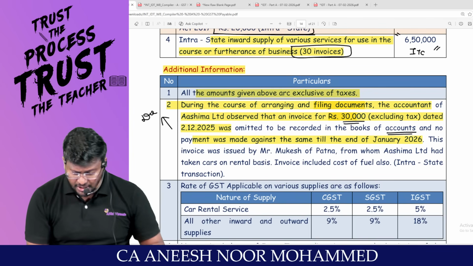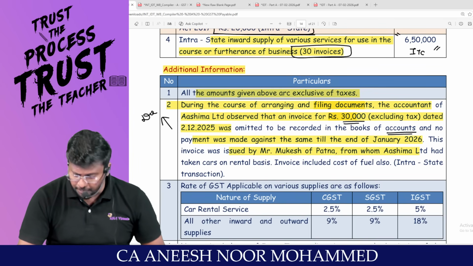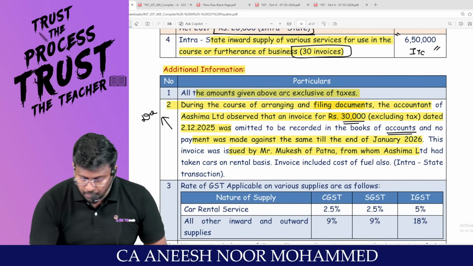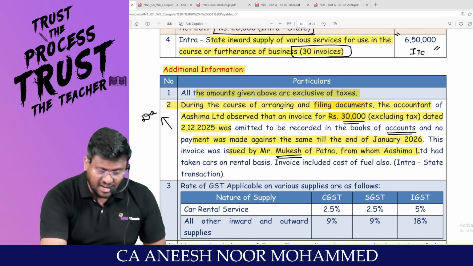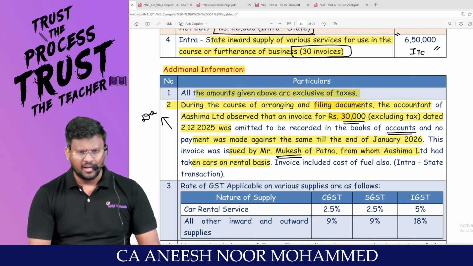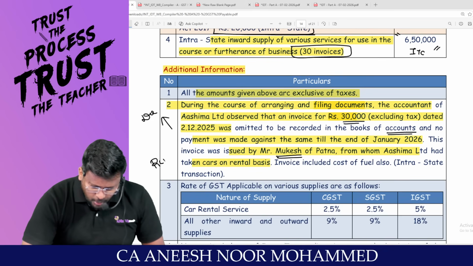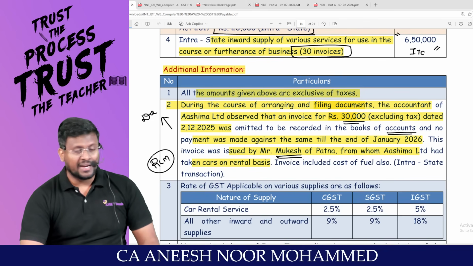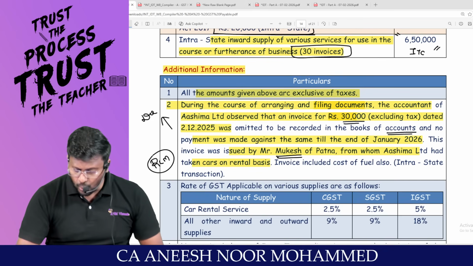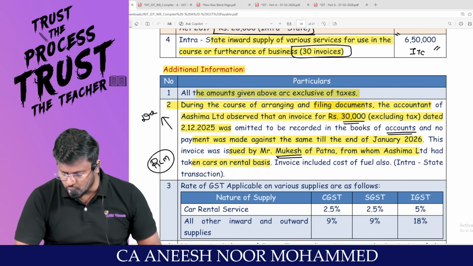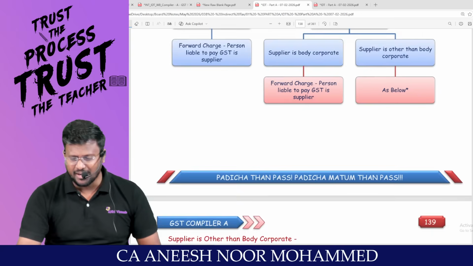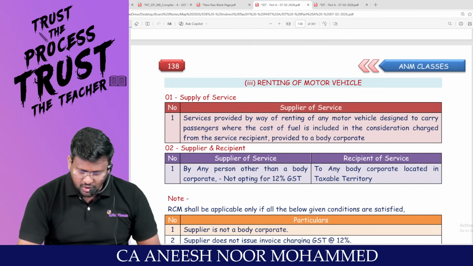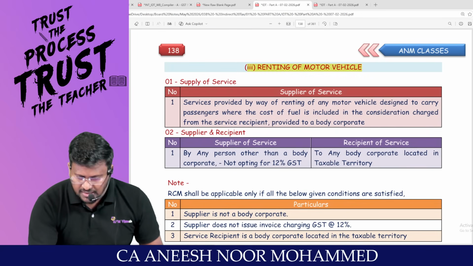This invoice was issued by Mr. Mukesh of Patna. Mukesh means an individual from whom Ashima Limited has taken a car on rental basis. That means slightly they are talking about RCM, rent-a-cab services. The invoice included the cost of fuel also. Intrastate transaction is the discussion. So we have to quickly go back and recall the provisions of the renting of motor vehicle concept, RCM.